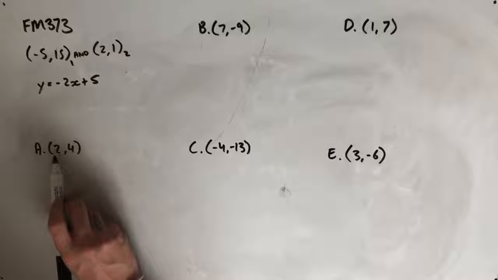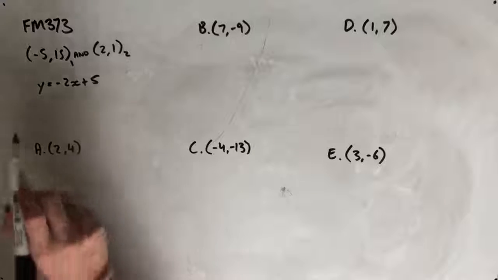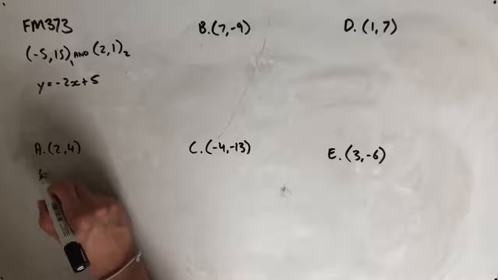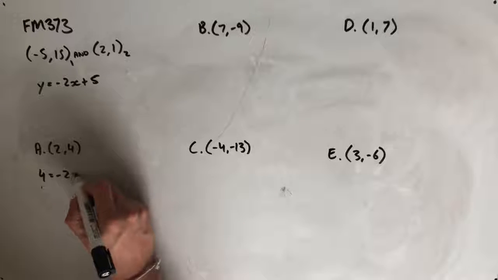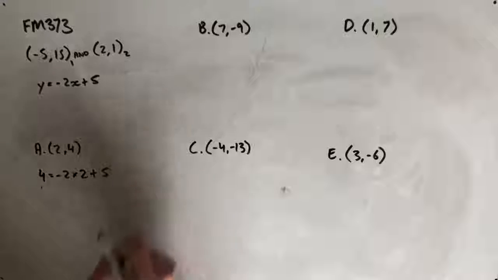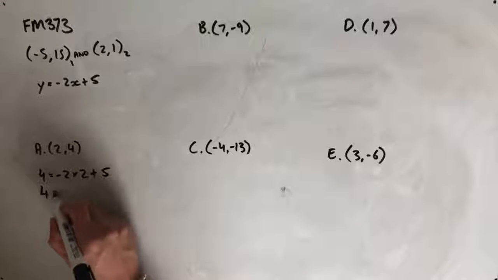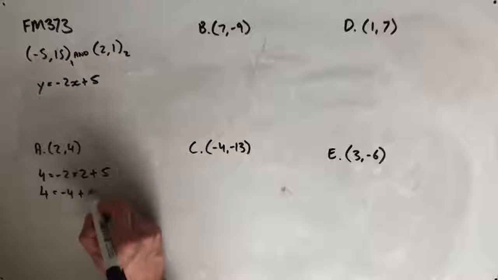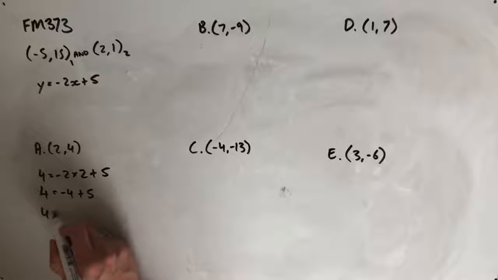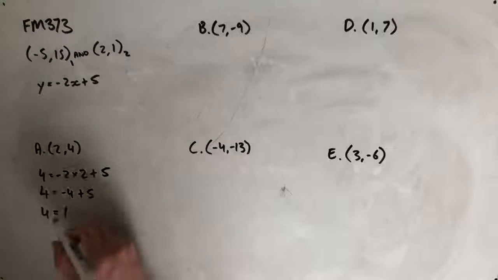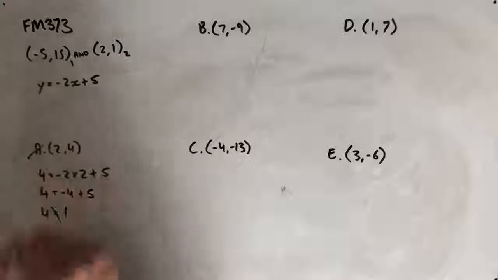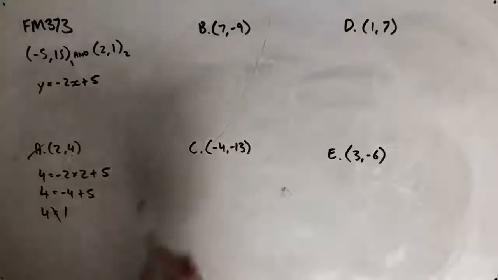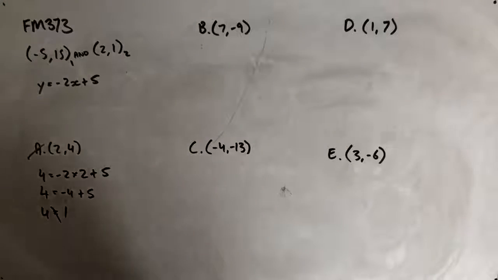I'm going to substitute the coordinate 2, 4 into this equation. So I end up with 4 equals -2 times 2 plus 5. Simplifying this down, we get 4 is equal to -4 plus 5, which then says 4 is equal to 1, which it is not equal to 1. A is not our answer. The point 2, 4 is not on this line.